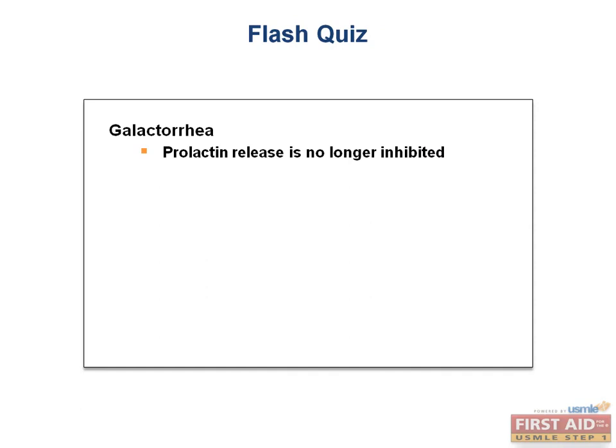Another cause of galactorrhea is a prolactin-secreting tumor. In fact, this is the most common type of functional pituitary adenoma. This type of tumor will be reviewed again in later lectures, so keep it in the back of your mind for now.